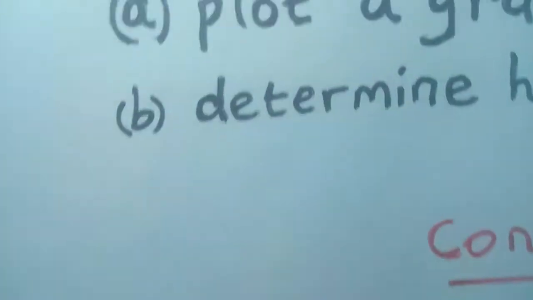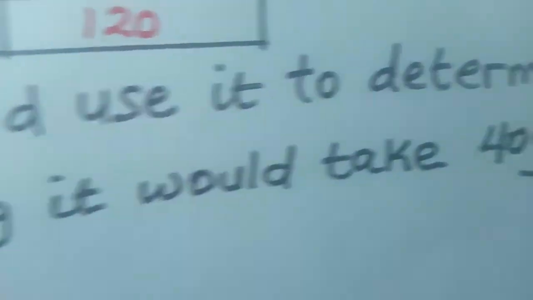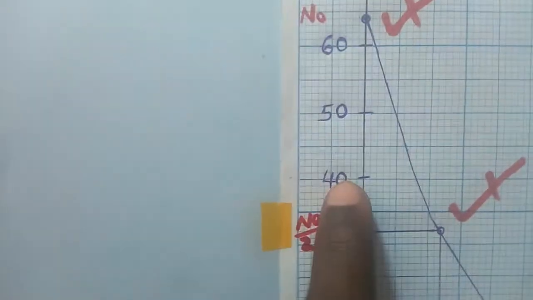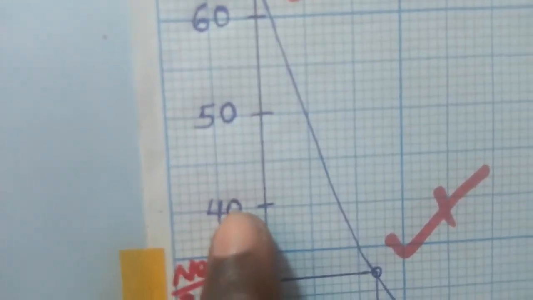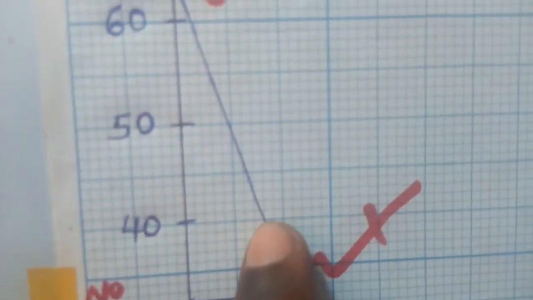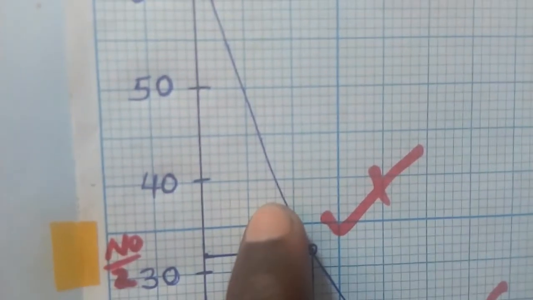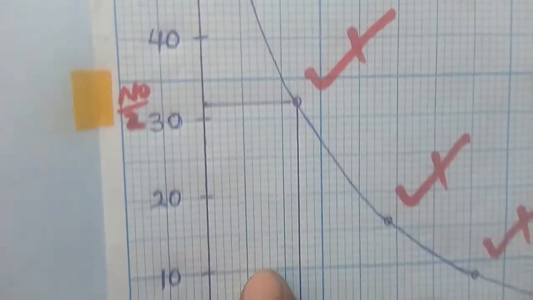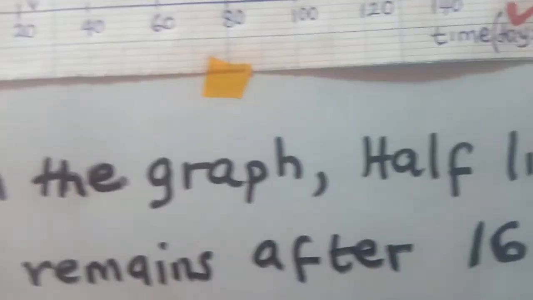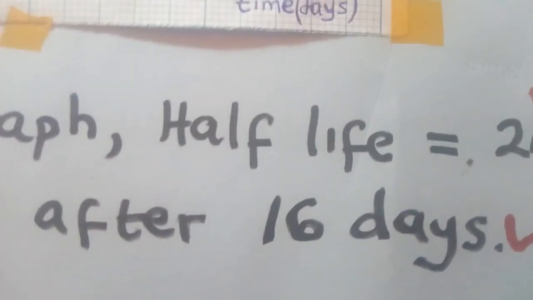The second question was, determine how long it would take 40 grams to remain. Where is the 40 grams? 40 grams is this one. So how do you know the time? You draw this line until it touches the graph. Then after that, you get another line which goes down. And then you read the value. And if you do that, you realize that the time is 16 days.